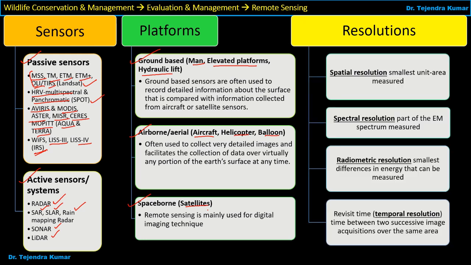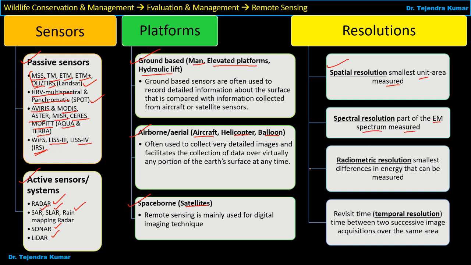Now see the different kinds of resolution. There are four important types of resolution used for these sensors and platforms. First one is the spatial resolution. Spatial resolution is the smallest unit area measured. And spectral resolution is the part of the EM spectrum measured.